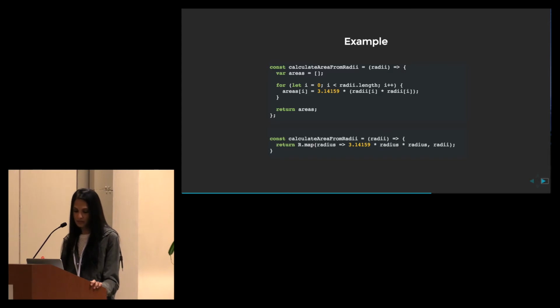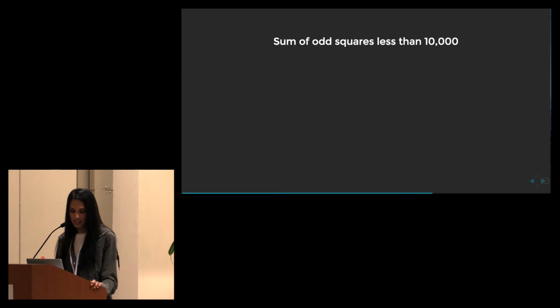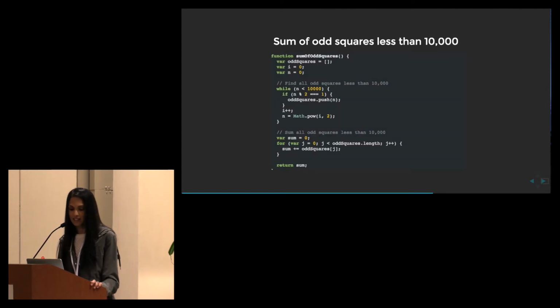Similarly, if we had another function, like sum of odd squares, where you had to find the sum of all odd squares less than 1,000, this is what it would look like if you didn't use higher order functions. You have to create while loops and for loops, iterate through your array, square the values, find all the ones less than 1,000, and then sum them up.